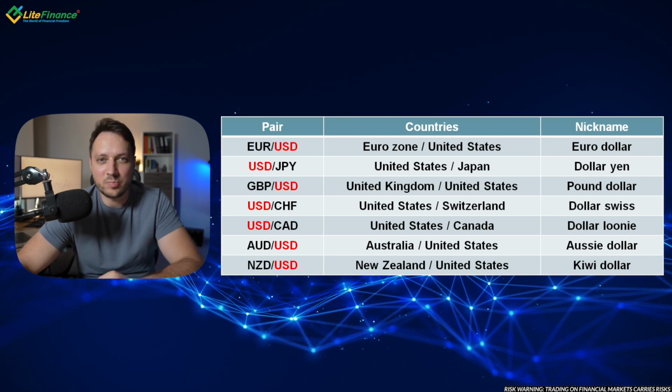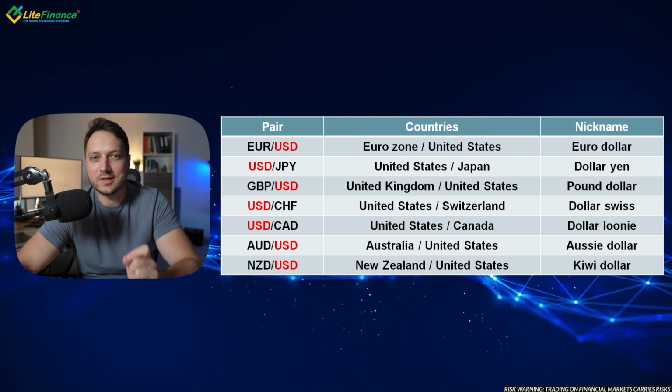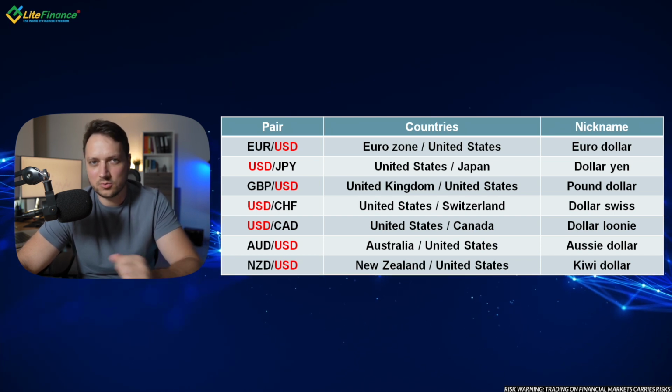So if a currency pair doesn't include USD, it is called a cross currency pair or a cross. Major cross currency pairs can also be called minors. For example, EURCHF, EURNOK, GBPJPY, and many more.